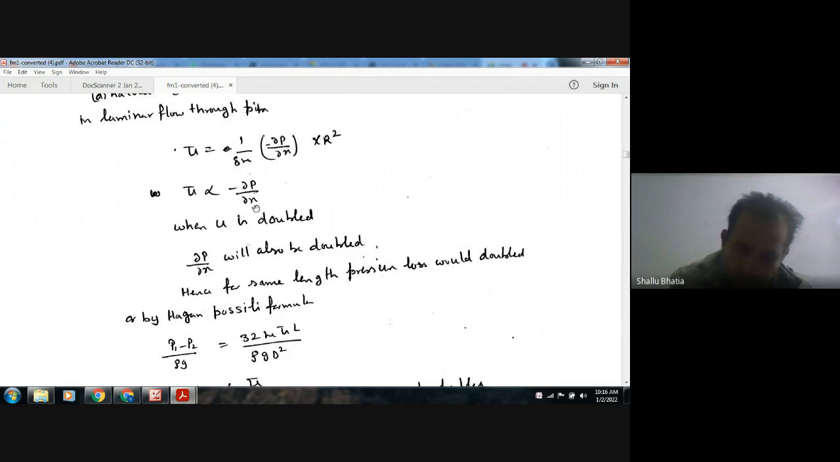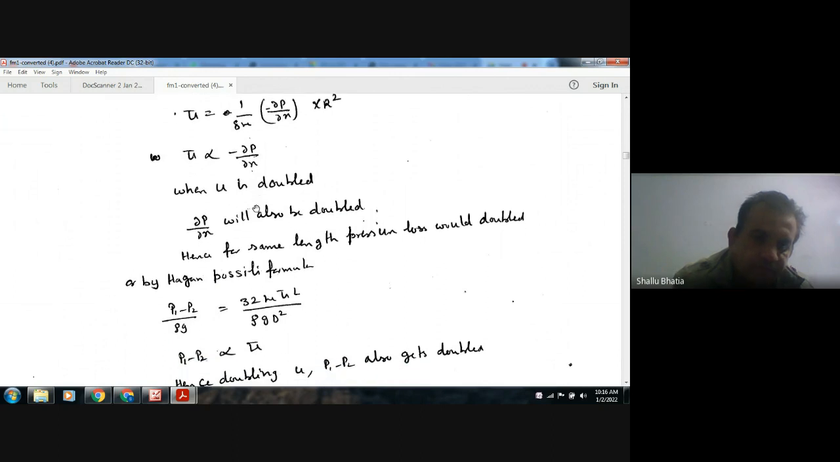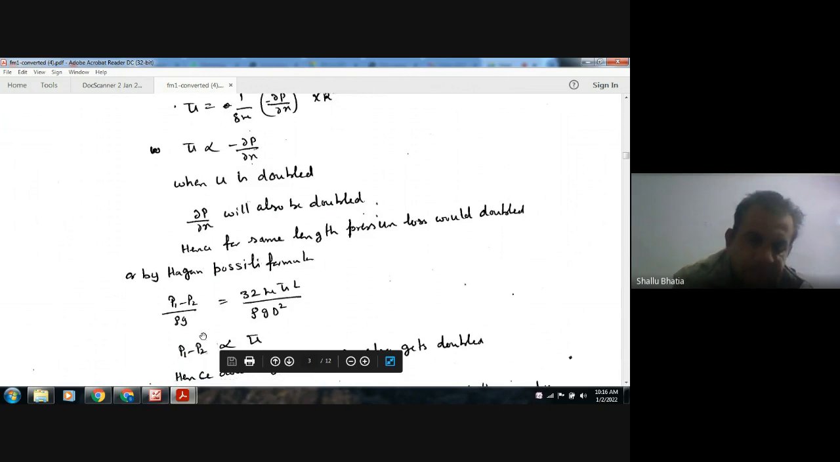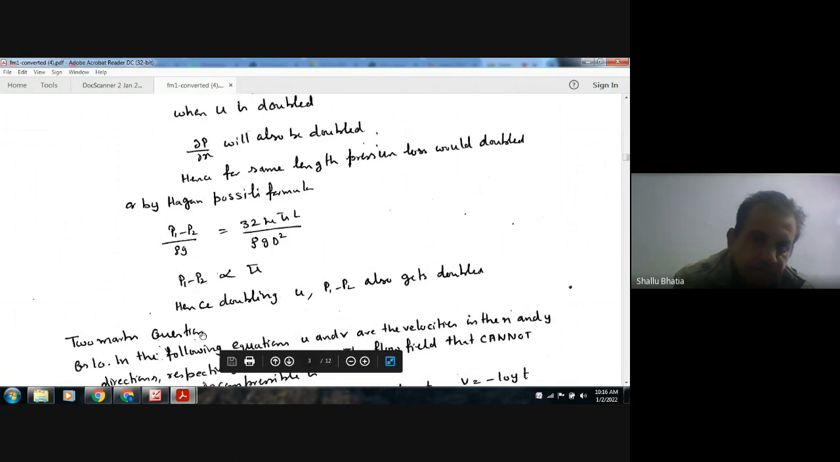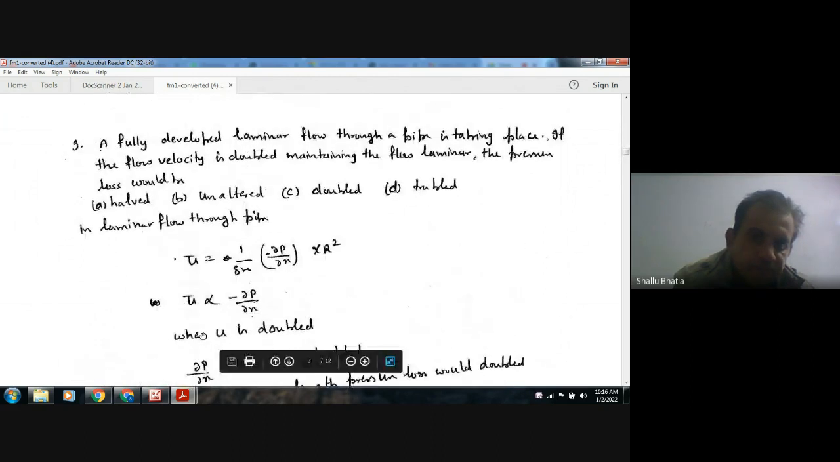Okay, and again by the Hagen-Poiseuille formula, P1 minus P2 over rho g is 32 mu U L over rho g D square. So when U is doubled, then this P1 minus P2 will also be doubled. Okay, so the answer is C.